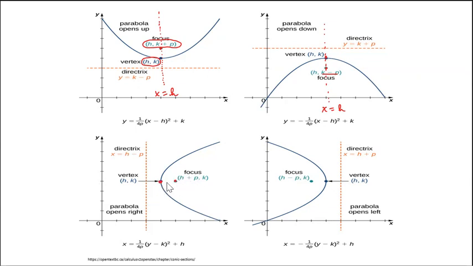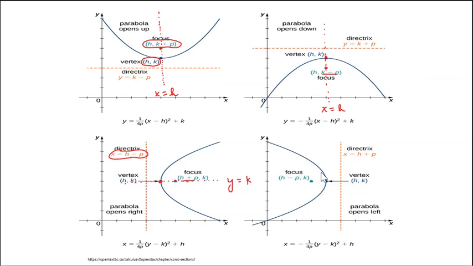And since the focus is located to the right of the vertex, its coordinates would be h plus the value of p, comma k, while the directrix is located to the left of the vertex. And its equation is x is equal to h minus p. The axis of symmetry is horizontal this time, so we have y is equal to k as the equation of the axis of symmetry.